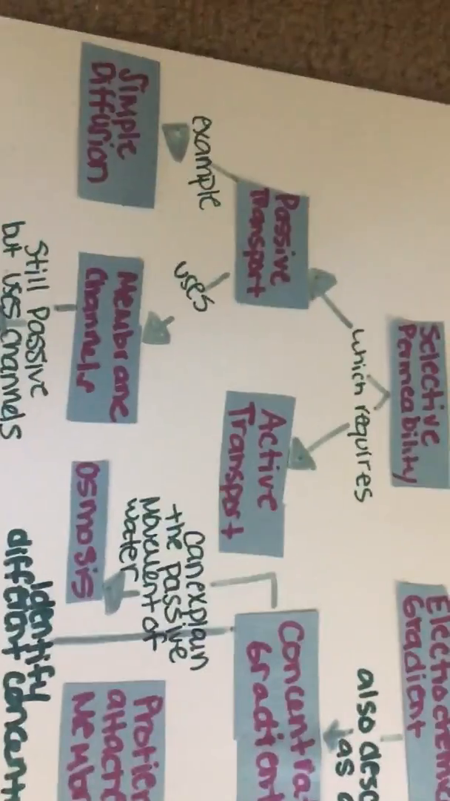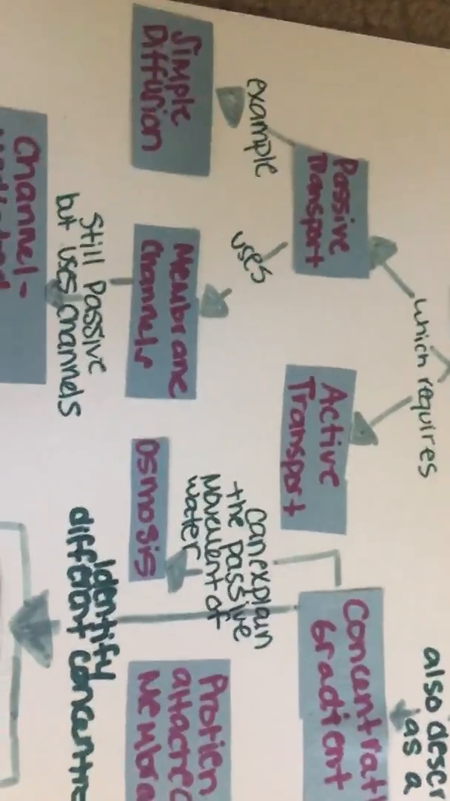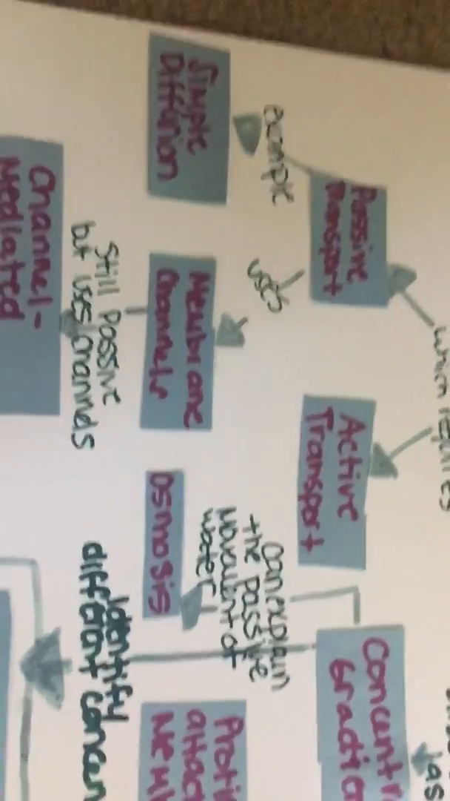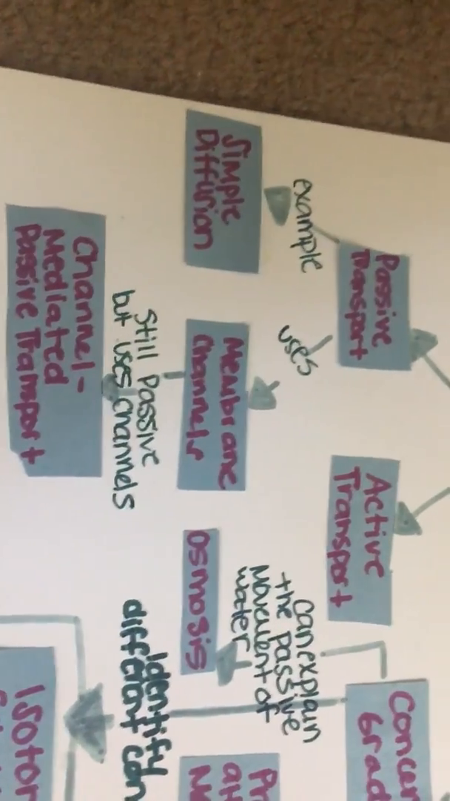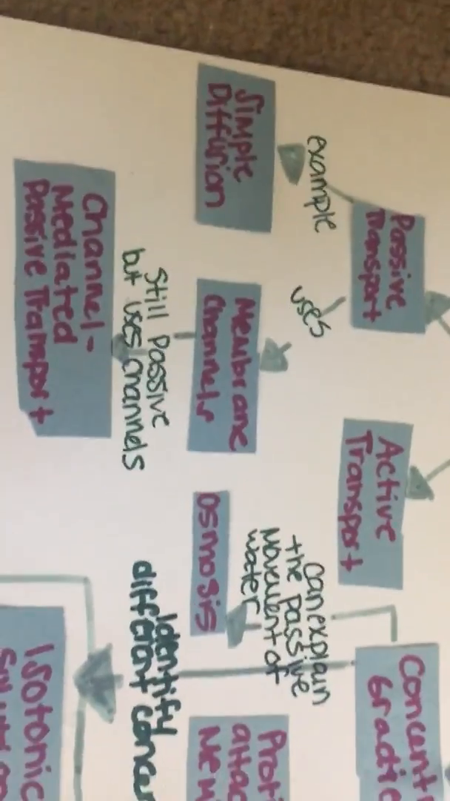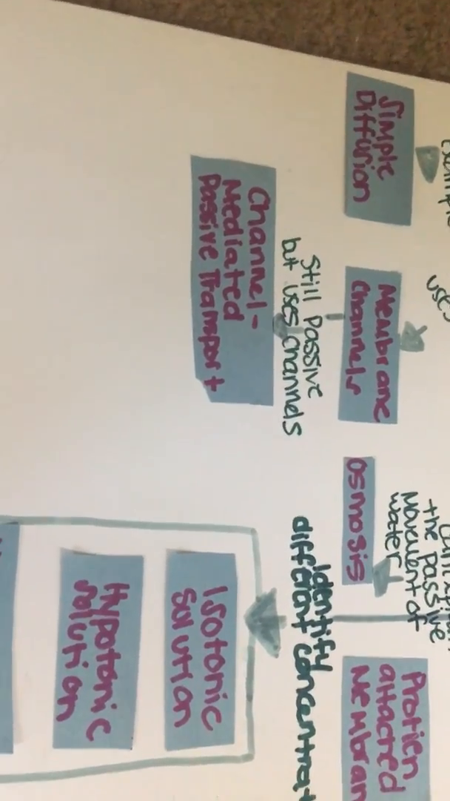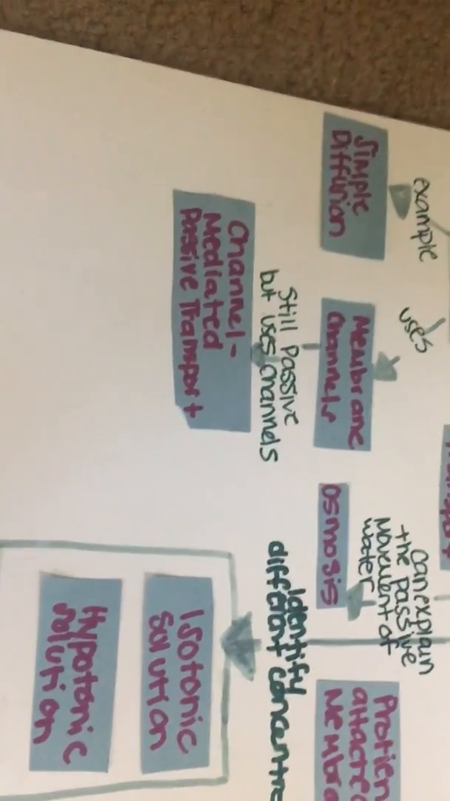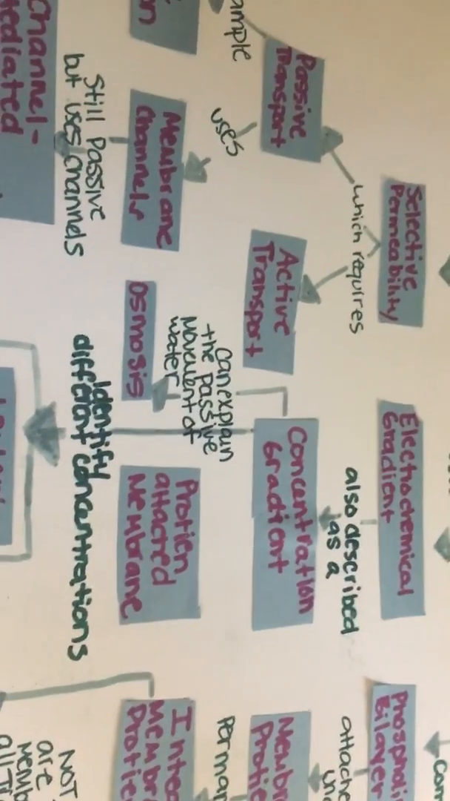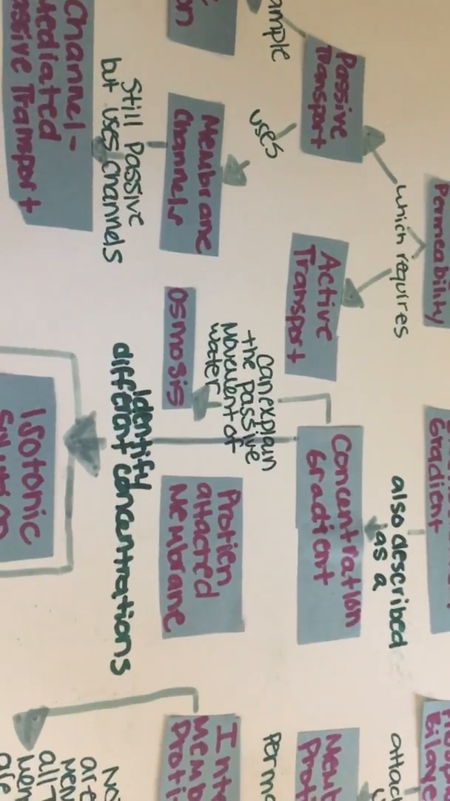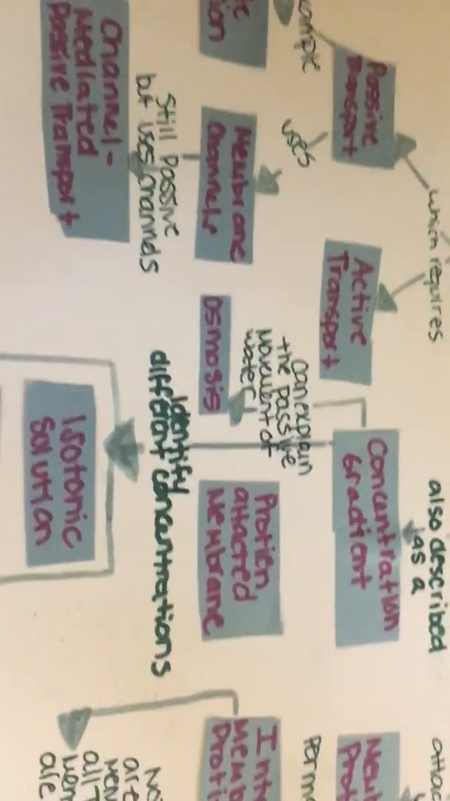We're going to talk more about passive than active. The main thing we need to know is active transport uses ATP. Then we have passive transport. Some examples are simple diffusion. It uses cell membrane channels, or channel-mediated passive transport, which still is passive, but it uses channels versus just passing straight through the membrane.